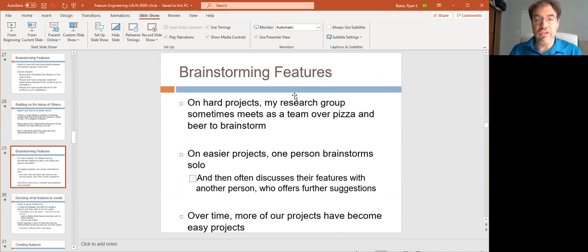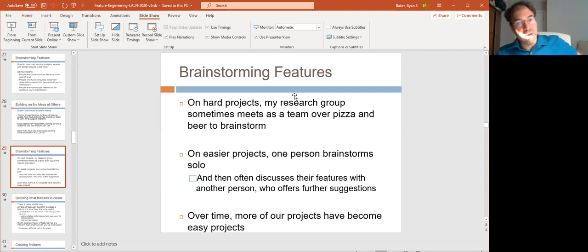On easier projects, what we'll do is that one person will brainstorm by themselves. And then they'll discuss their features with another person who will offer further suggestions. So we get some of the building back and forth through that process while not needing the whole team. Over time, like I mentioned, more of our projects will become easy projects. We just have more experience doing this, and we have more literature out there to build off of.